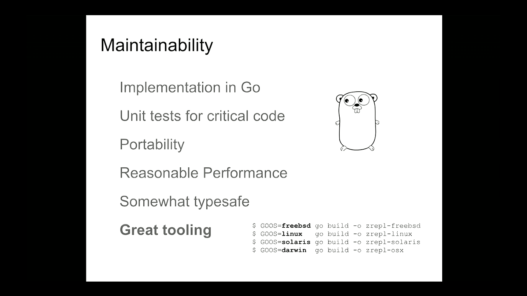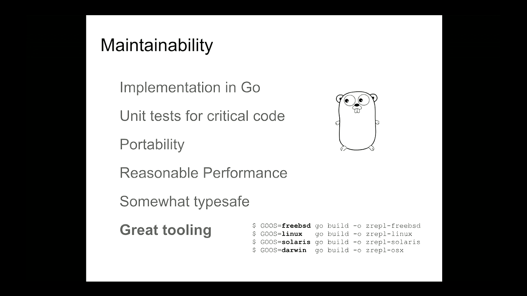zrepl is not implemented in shell, but in Go. And as I said, we have unit tests for the most critical code paths. On my laptop, there are still some that are not that reusable, but at least cover a lot more code. Go is very portable. As you can see in the lower right, this is all I need to do to compile zrepl for all supported platforms. So four lines, and you're good to go there.